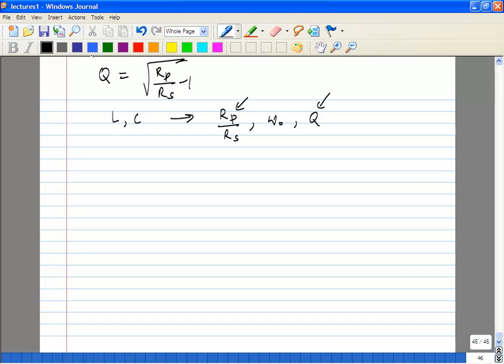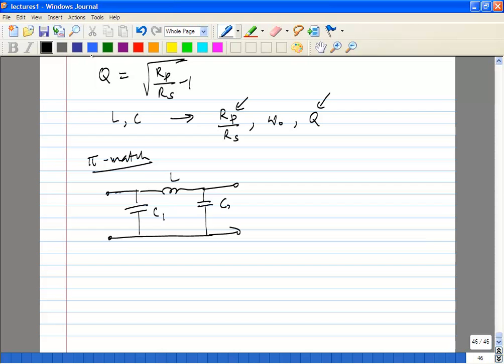Okay, so then we'll move on to the next kind of match, which is the pi match. You will see why it's called the pi match. So what do you do? Let's take the simple case, right? You have a C and you have an L. You want to add one more degree of freedom. So let's do it in this way. It's called the C1 and C2. Now you can understand why it's called a pi match, right? You're basically adding one more component to make sure that you get a third degree of freedom, and you can set Q also. And obviously the shape itself suggests that it's a pi match.